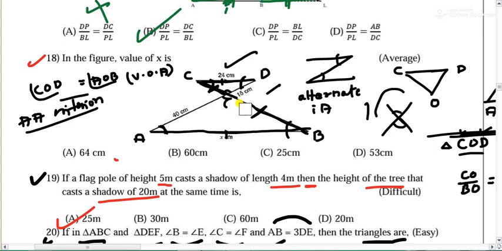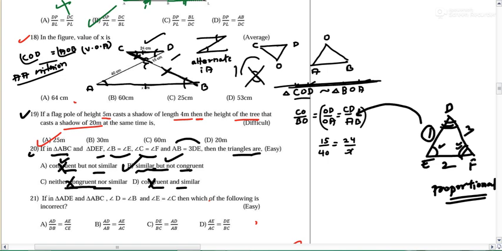This is 16 or 15? This is 15 only, no? Or 16? CD, OD. Just verify it. So do the cross multiplication. You'll get X is equal to 24... 16 it is. Okay, let's solve it one by one. 24 into 40 by, it should be 16. If you take 15, let's see. We'll try with both 15 and 16.